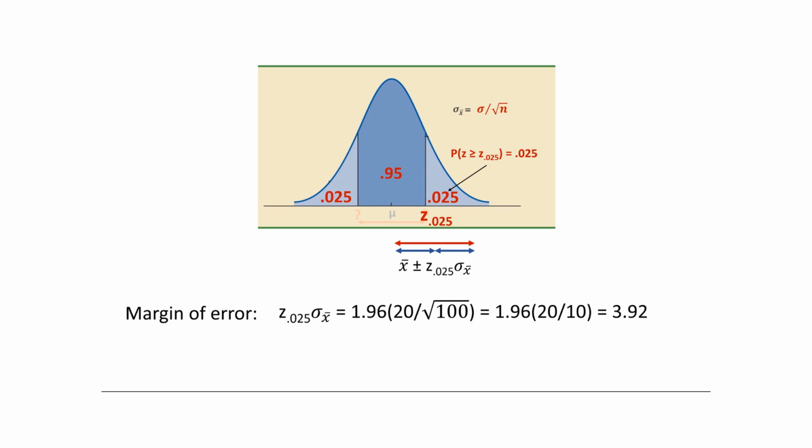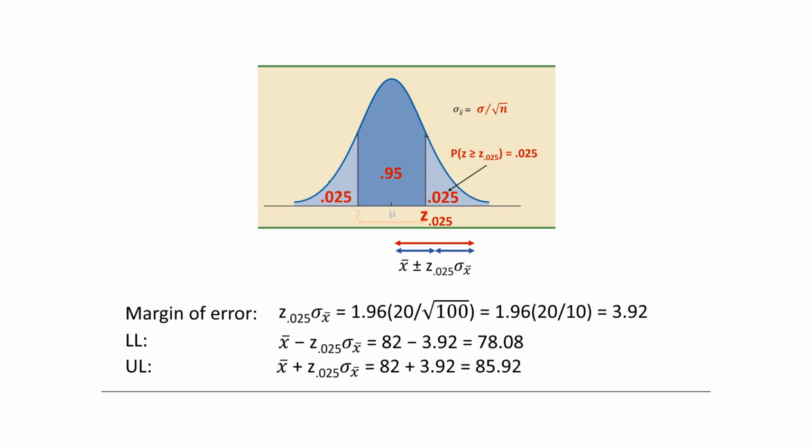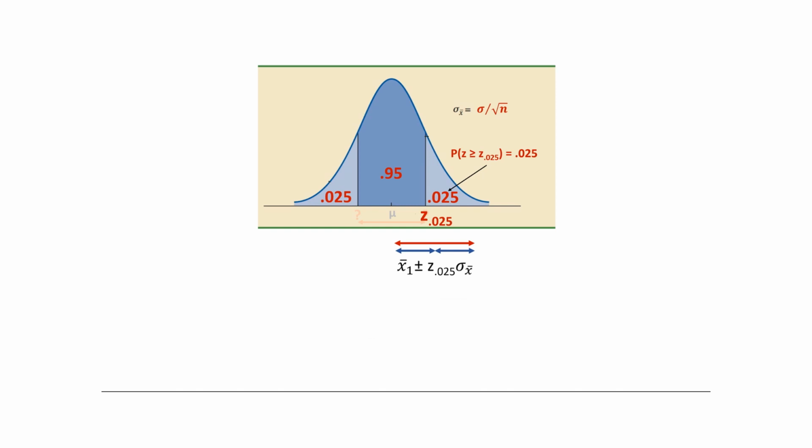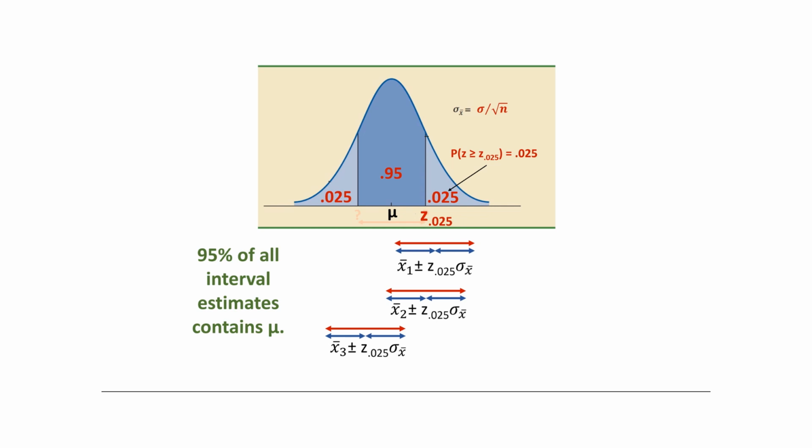So at the 95% confidence level, the margin of error is 3.92. The lower limit of our interval estimate is 78.08, and the upper limit of our interval estimate is 85.92. If we were to repeat this exercise of drawing a sample of size n and constructing an interval estimate of our population mean based on the sample mean, each time we will get a different interval estimate, because each time we get a different sample mean. 95% of all the interval estimates obtained this way would contain the true population mean mu, and that is the meaning of the 95% confidence level.